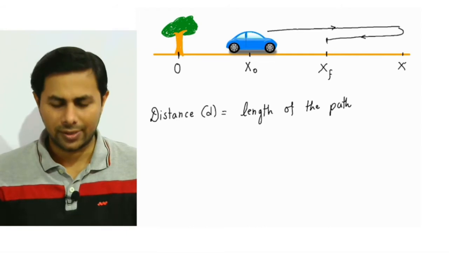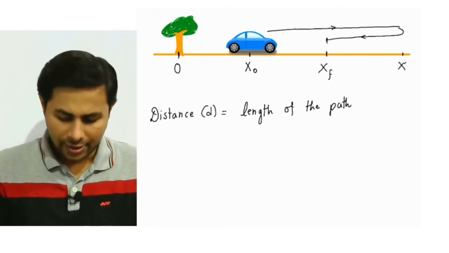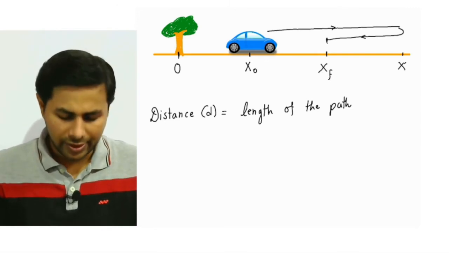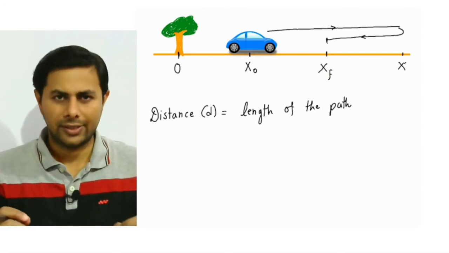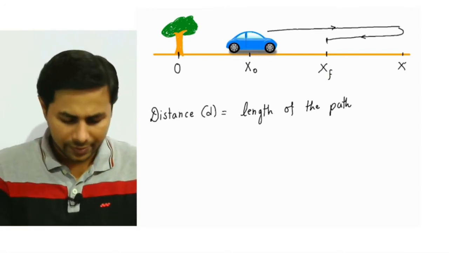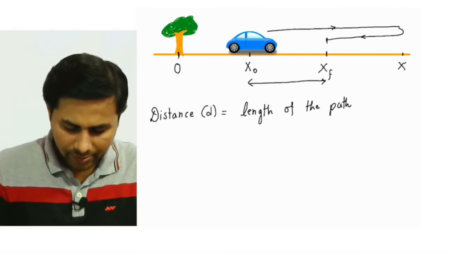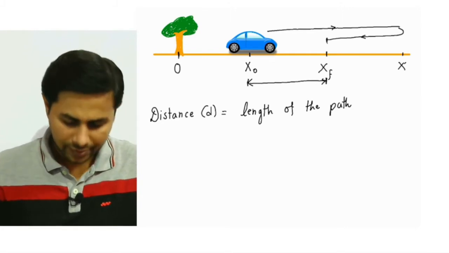The next term is displacement, and the displacement is the shortest distance between the start point and end point of the motion. So here the start point is x0, the end point is xf. So the shortest distance between x0 and xf is just the line joining x0 and xf. Okay. So this much is the displacement of the car.